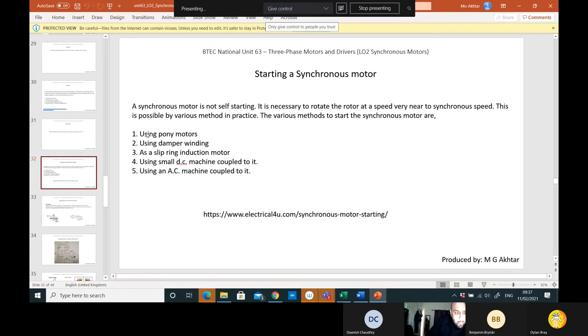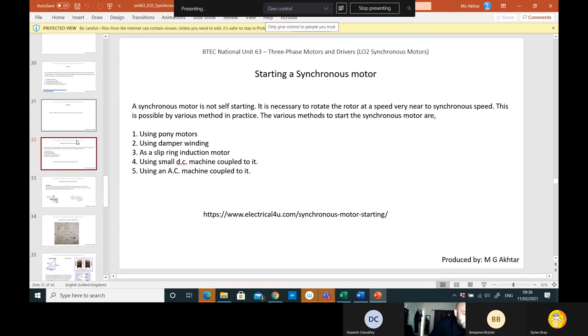It'll be here for a long time. But a pony motor is basically an induction motor connected to a rotor, and that spins the rotor. So when it reaches almost the same speed as the stator windings, the induction motor switches off. Then you excite the rotor, which locks everything on and continues on from there, okay? I do actually have stuff within these PowerPoints regarding pony motors.